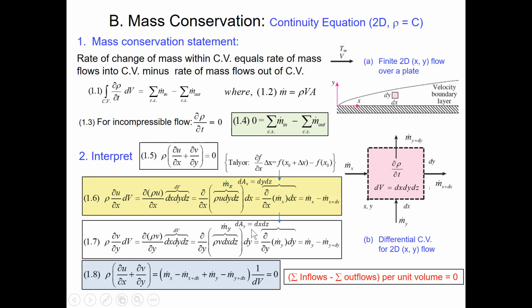Third, if we bring the first term and the second term back into equation 1.5 to get equation 1.8, the physical meaning for the mass conservation is clear, which is all the inflow minus all the outflow per unit volume is 0, indicating there's no mass change within the control volume.